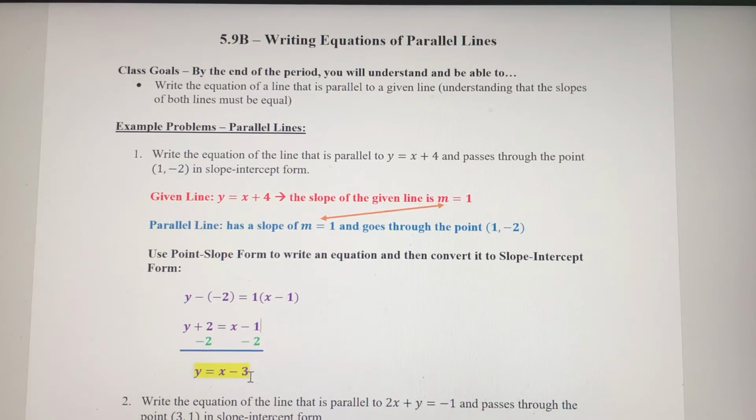So again, I can tell by looking at these two equations that they have to be parallel because the slope is the same. And you can always check your work. If you plug 1 in for x and negative 2 in for y, this is going to become a true statement. So there's always a way to check your work. So that's the equation of the line parallel to the given line that goes through the point 1, negative 2.